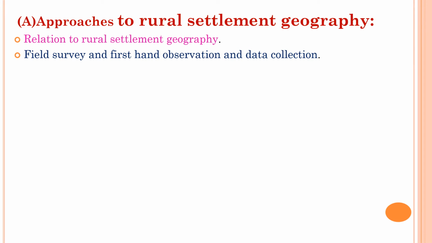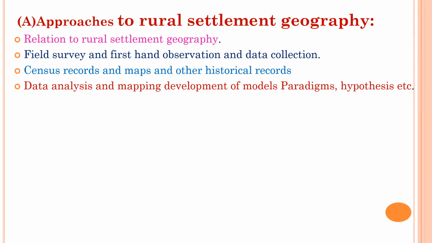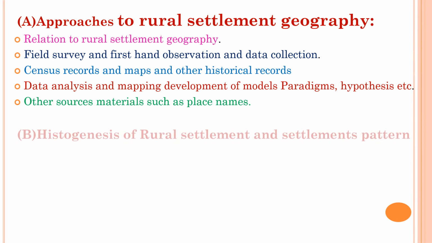Field survey is to consider first-hand observation and data collection at village level and rural level. Then census records, maps, and other historical records, from which we find out things. Then data analysis, mapping, development, models, paradigms, and hypotheses will be discussed. And then other source materials such as place names. These are some approaches to study rural settlement geography.